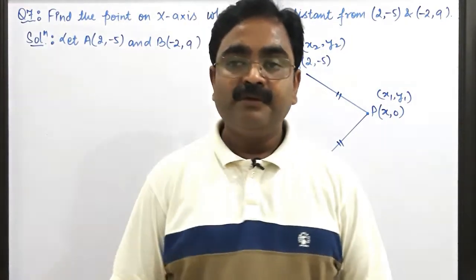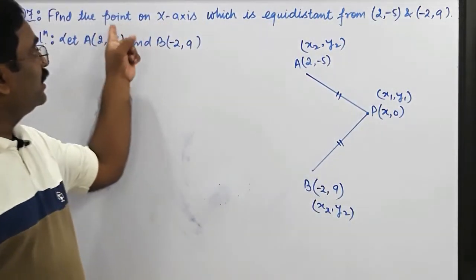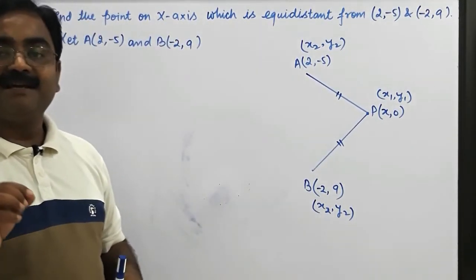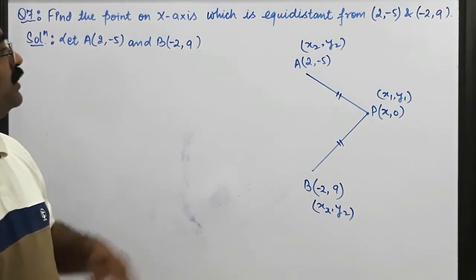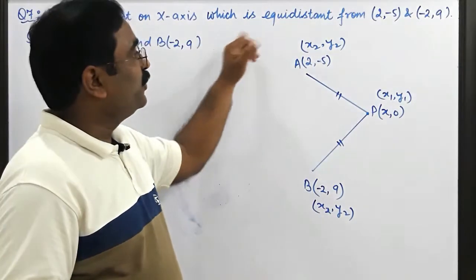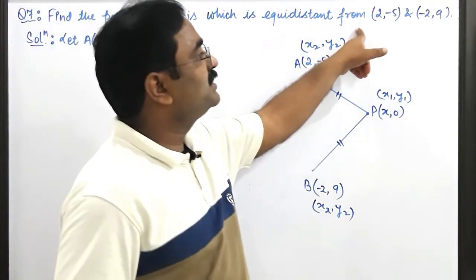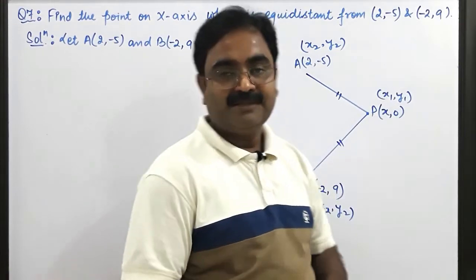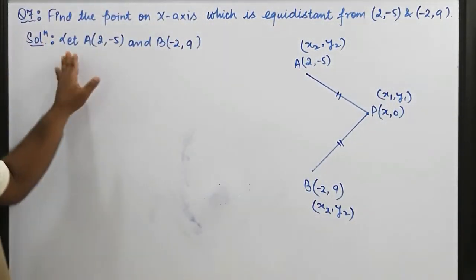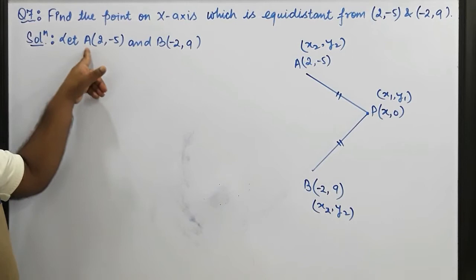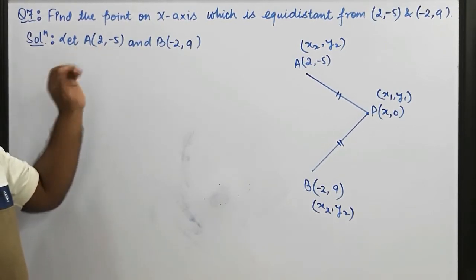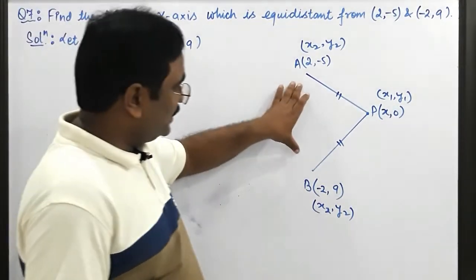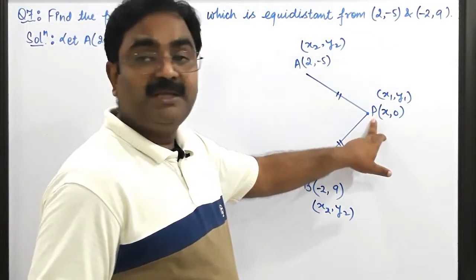Okay, dear students, see the question number 7. In this it is given, find a point on x axis. हमें x axis का एक कोई point find करना है, which is condition क्या दिया है, that point is equidistant from the points 2, minus 5 and minus 2, 9. So let us suppose these points, the coordinates of point A, 2, minus 5 it is A and B is minus 2, 9. These two points are equidistant from the point P.